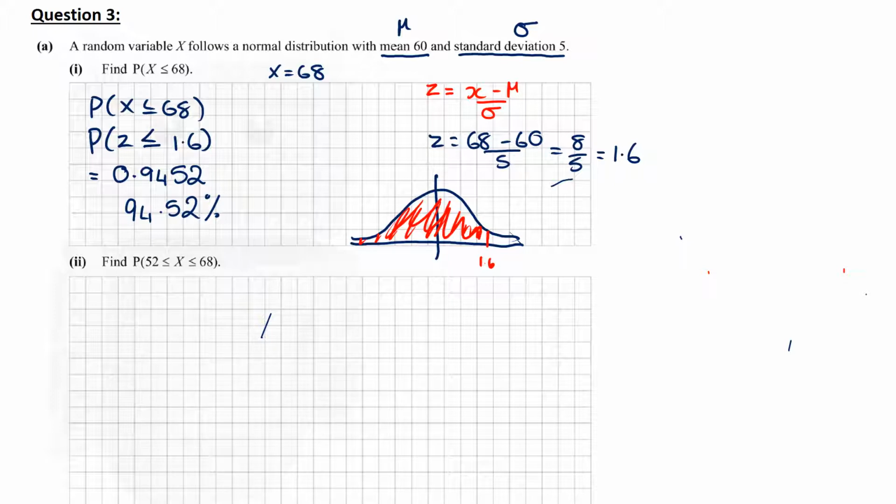So now we're looking at the probability that x lies between 52 and 68. So the first thing we need to do is we're going to convert. So you can do it either way. You can convert it first, or you can rewrite it first. I'm going to rewrite it first. So this is the probability that x is less than or equal to 68 minus the probability that x is less than or equal to 52.